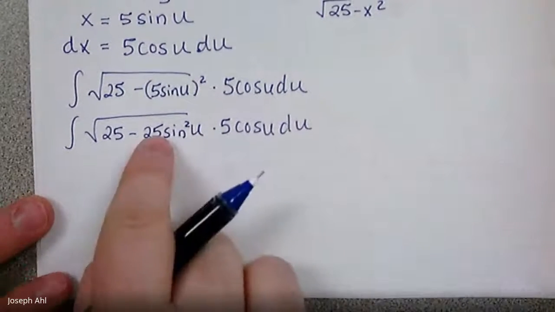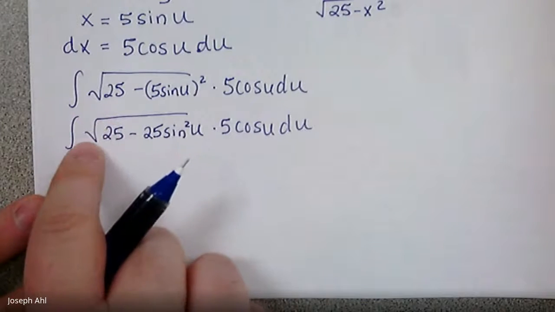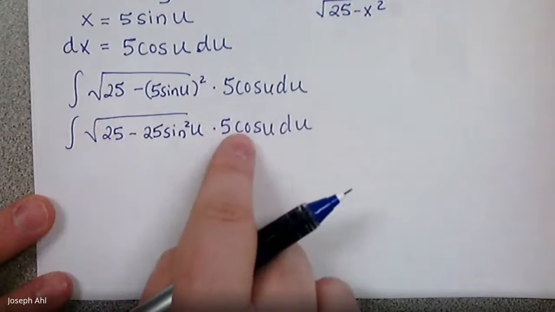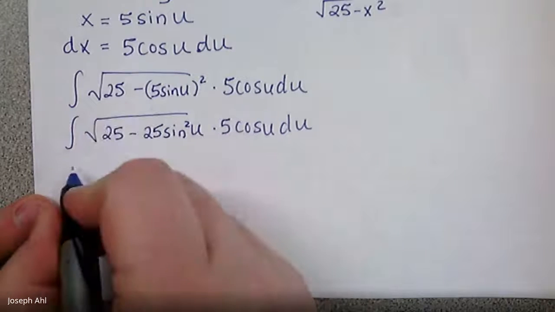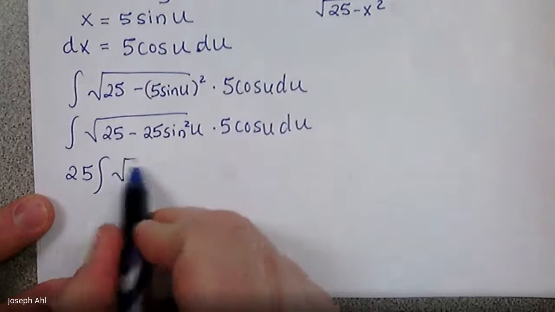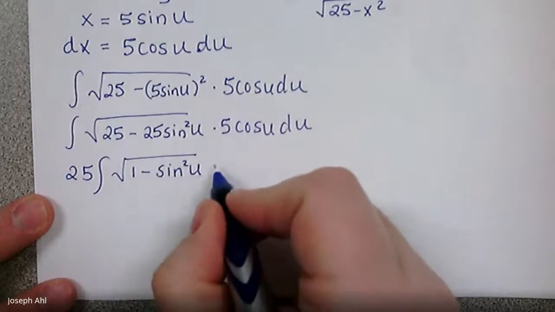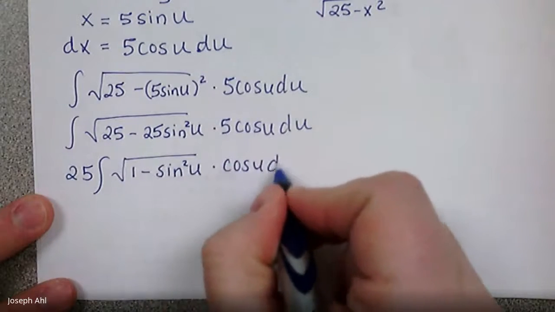All right. If you factor out a 25 and then remove that from the radical, that comes out here as a 5. There's also a 5 over here, so that product is going to be 25 that you can pull all the way to the front. Hopefully that's an okay step to then get 1 minus sine squared underneath here times cosine u du.